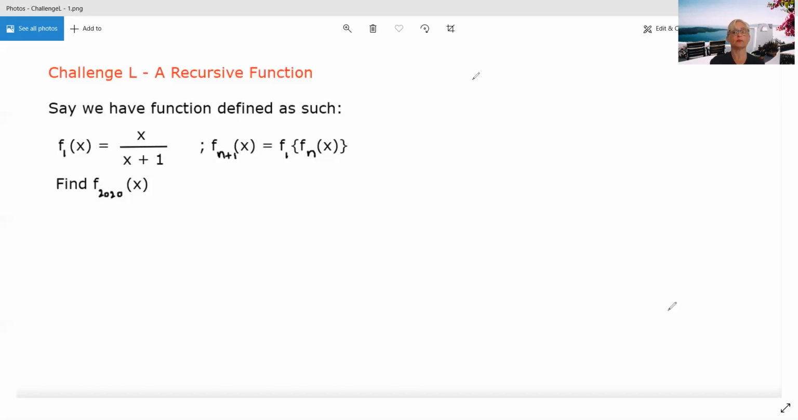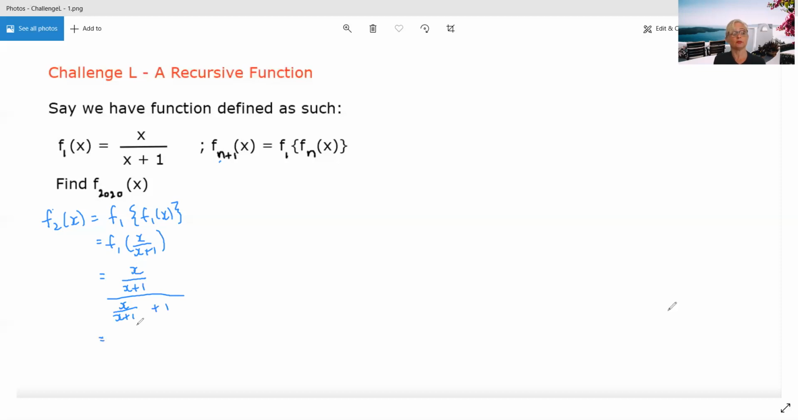Probably the best way to start here would be to start finding f2 and f3 and see if we're starting to build up some sort of pattern. So f2, using our recursive definition, will be f1 of f1, because in this case n is 1. So it's f1 of x on x plus 1. This means in our f1 rule, wherever we see an x, we're actually going to put x over x plus 1. So in our numerator, we're going to have x on x plus 1. In our denominator, we'll have x on x plus 1 plus 1.